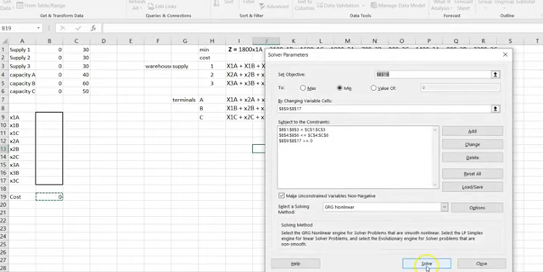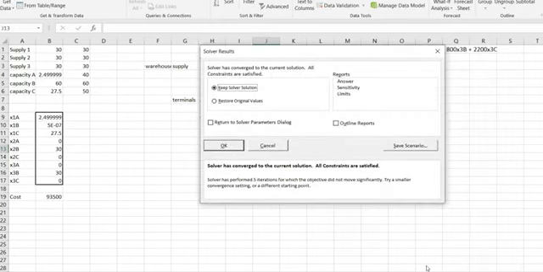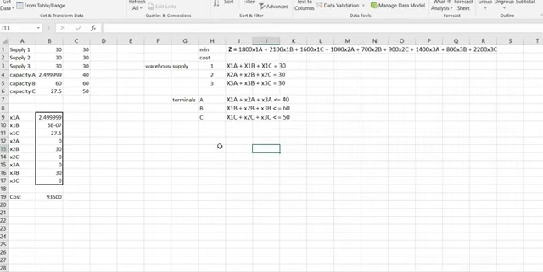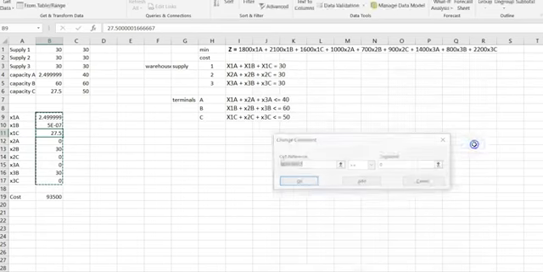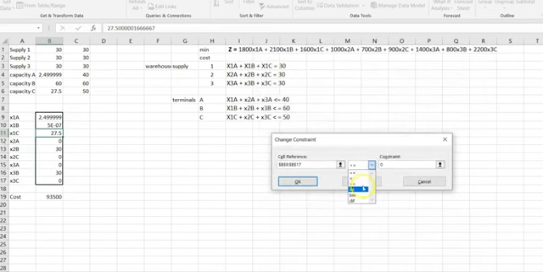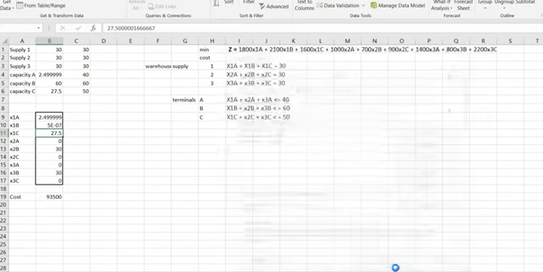Okay, solve. Okay. Now, this is the number of trucks. We can't send part of a truck. So let's go back to Solver and change our decision variables to integers. And click OK.